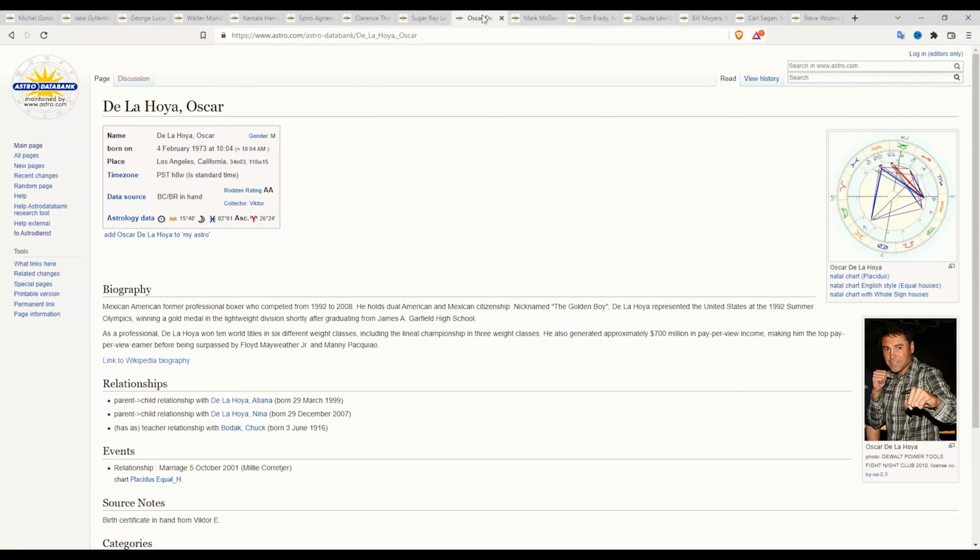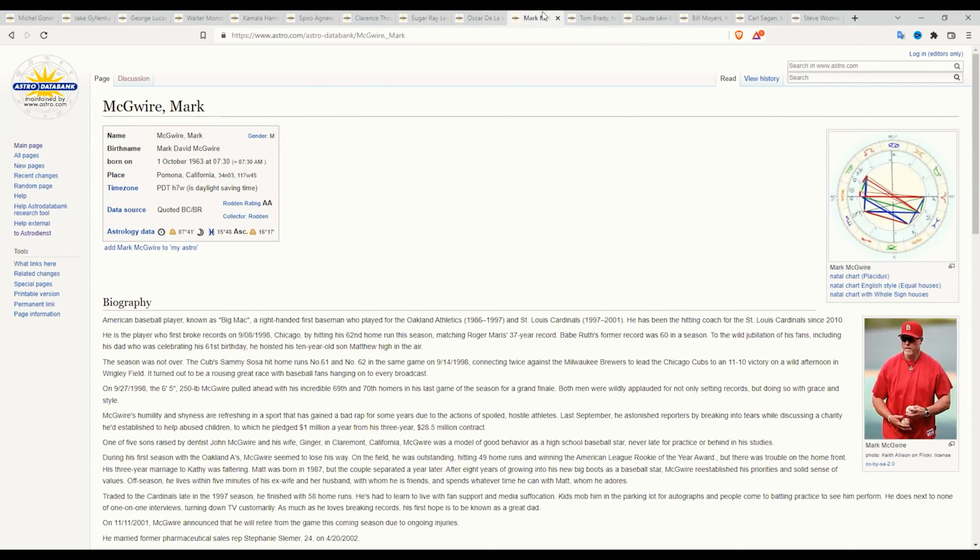Oscar De La Hoya, also a boxer who has the nodes operative. He's got the Rahu in Capricorn right near his midheaven. He was a very powerful or important boxer. He earned a ton of money. And then Mark McGwire. This one, I think, is of all the athletes that I found, the most nodal because he had the North Node in Cancer on his midheaven.